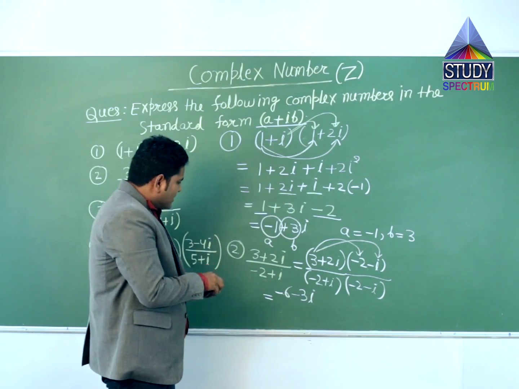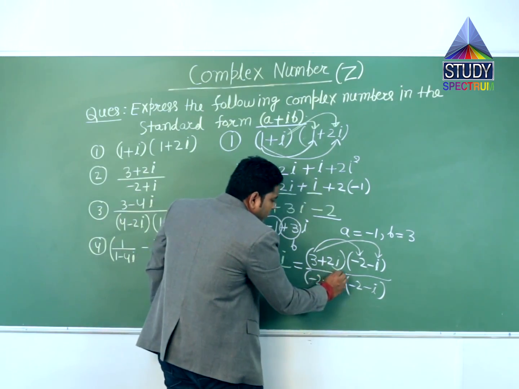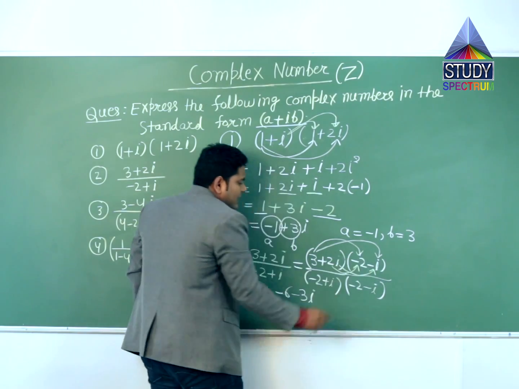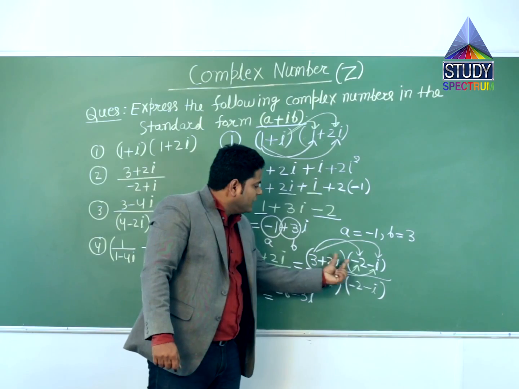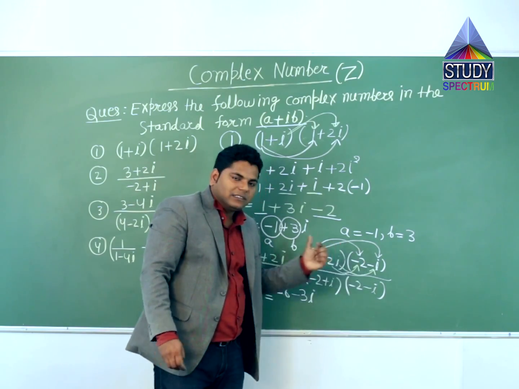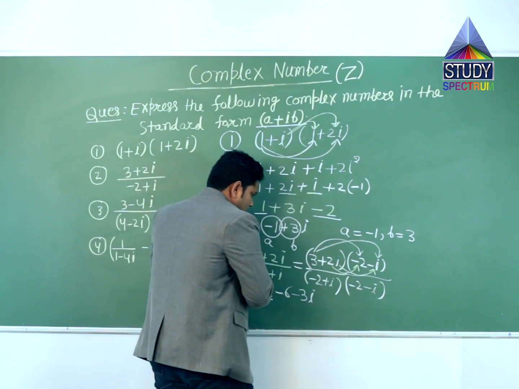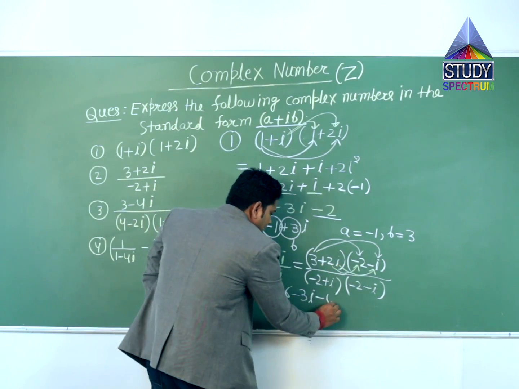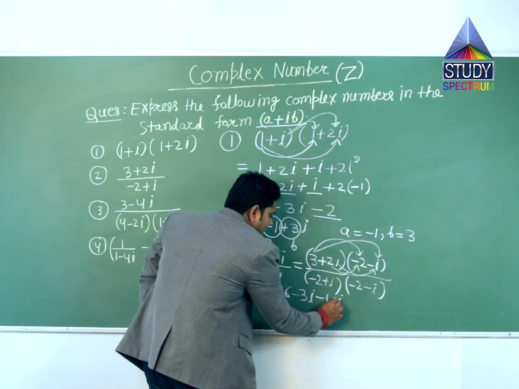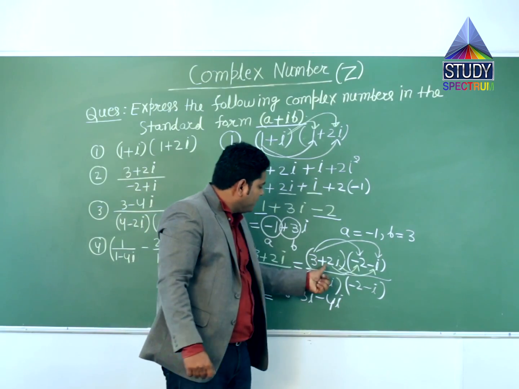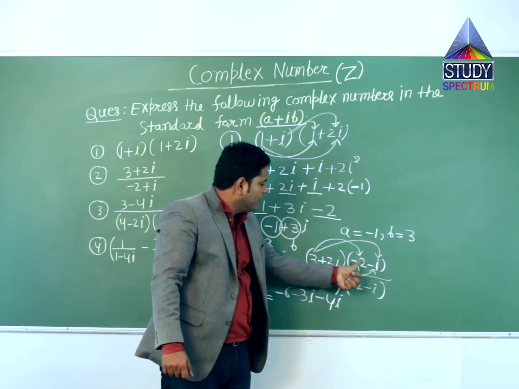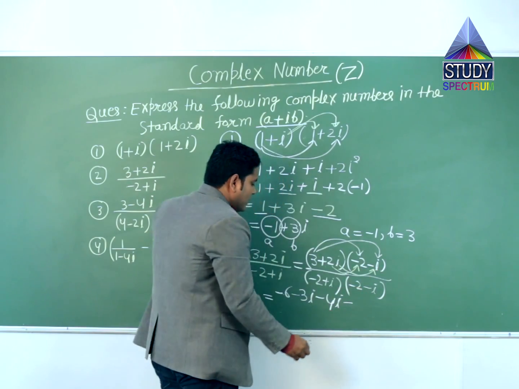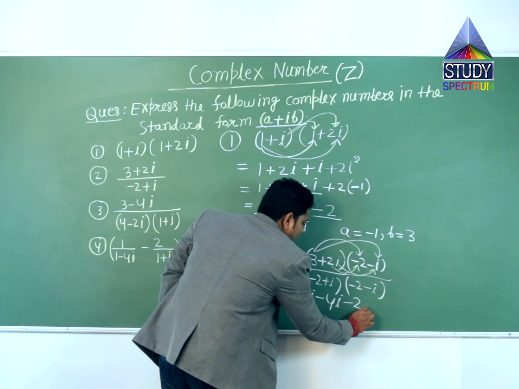Okay, in the same way this 2i will get multiplied with minus 2, and this 2i will get multiplied with minus i. So plus 2i into minus 2, plus into minus is minus, and 2 into 2 is 4, and i is there, so 4i, and this plus 2i into minus i, plus into minus is minus, 2 into 1 is 2, and i into i is i square.